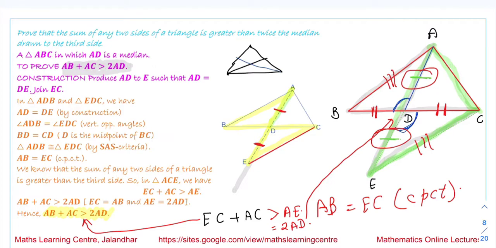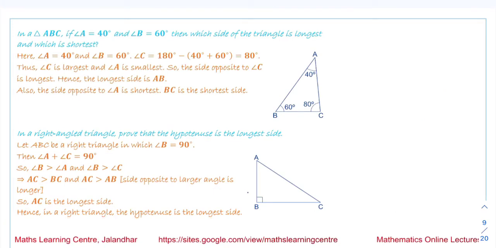Now next, it is given a triangle ABC and we have to find the shortest and the longest side. So we know that the largest angle over here, this is 80 degrees, and this is the side opposite to it. So AB is the largest side, and the smallest angle over here is 40 degrees, and the side opposite to it is this BC, and it means that this is the shortest side.